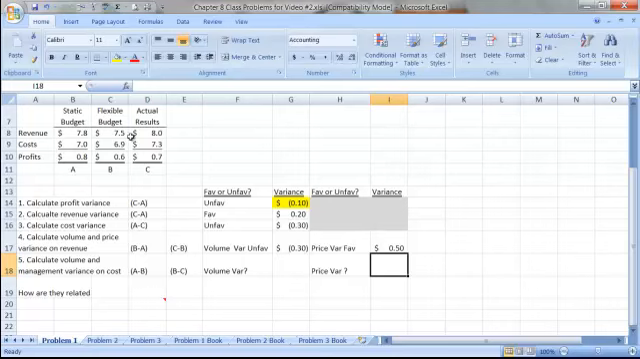Now what does that mean? That means that on the volume that we had, we were able to get a greater price than we had anticipated in the budget. Now you'll notice, this was our total revenue variance. If you take our volume variance plus our price variance, it will equal our revenue variance.